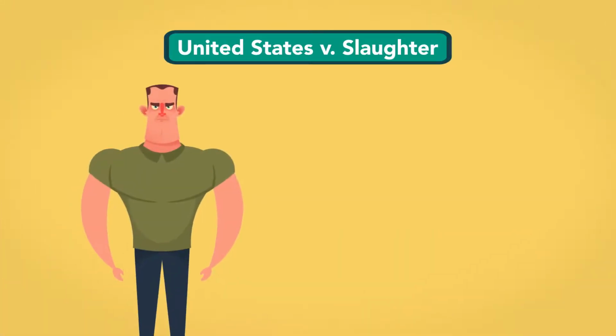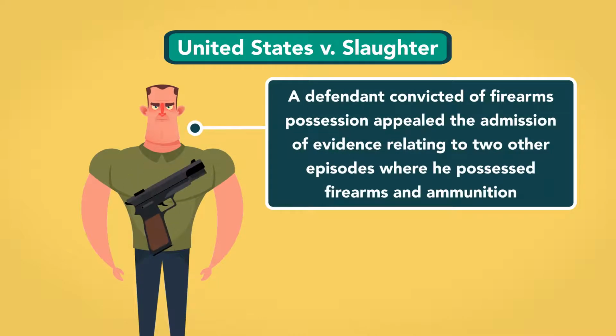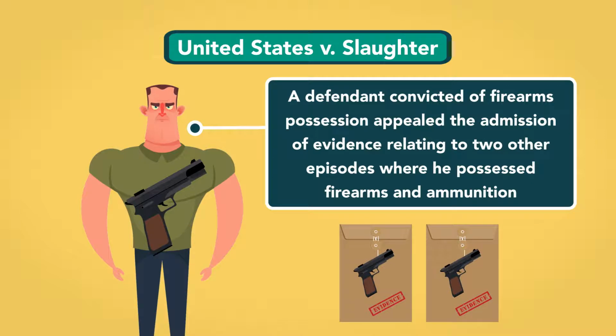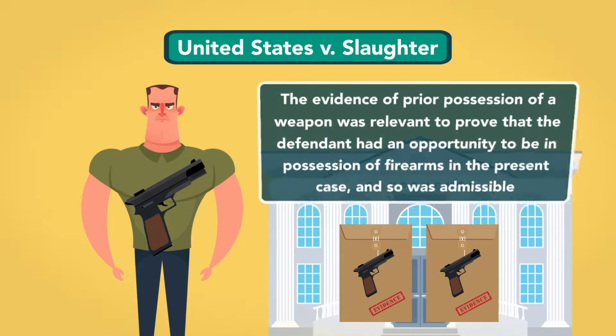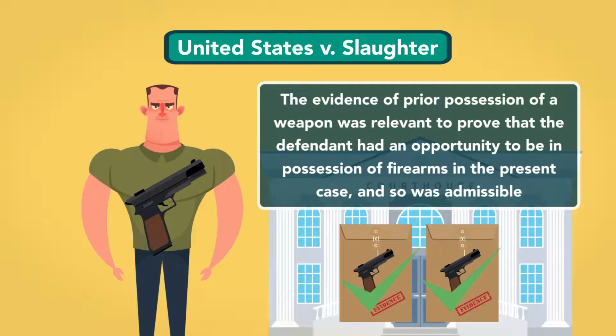In United States v. Slaughter, a defendant convicted of firearms possession appealed the admission of evidence relating to 2 other episodes where he possessed firearms and ammunition. The appellate court ruled that the evidence of prior possession of a weapon was relevant to prove that the defendant had an opportunity to be in possession of firearms in the present case and so was admissible.